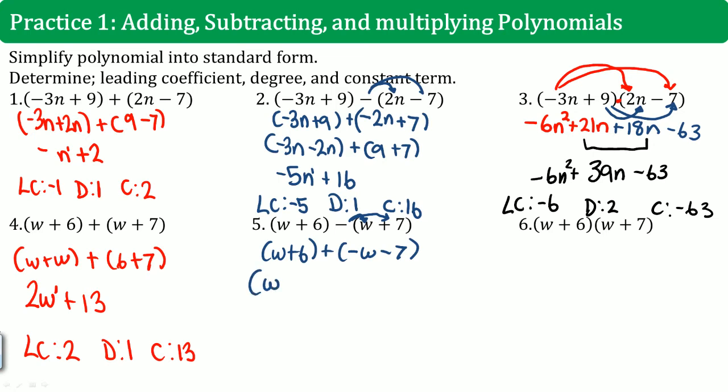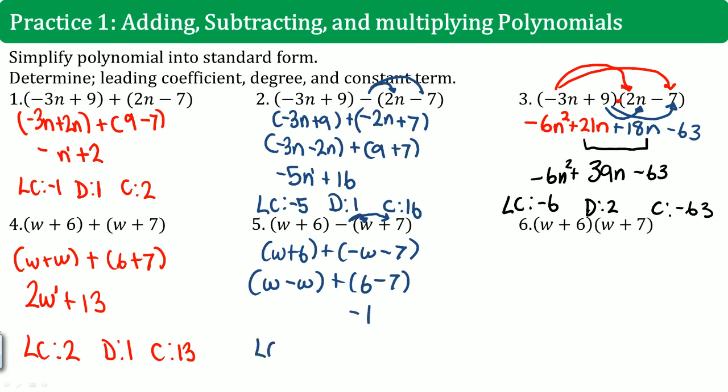We have w minus w, then we have 6 minus 7. So here, w minus w becomes 0w, which just becomes nothing. Then we have 6 minus 7, which is just negative 1.